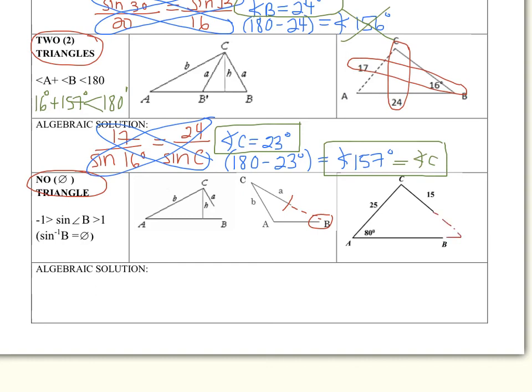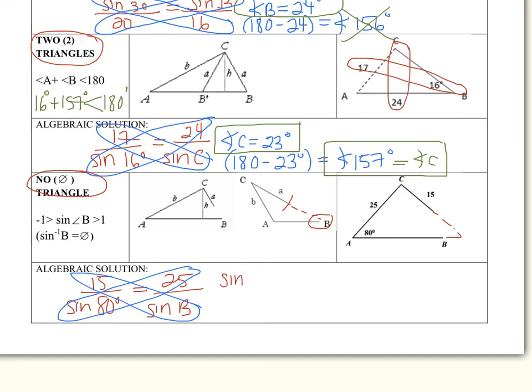So if I was looking at this problem over here, I would set this up by doing 15 over the sine of 80 degrees equals 25 over the sine of B. When you cross multiply here and solve, you end up with something very peculiar. You end up trying to take the inverse sine of 1.64. Remember that the maximum value of the sine is 1 because it's in a unit circle. So therefore, B cannot exist. And you'll see that you get a domain error on your calculator, and therefore these problems have no solution.